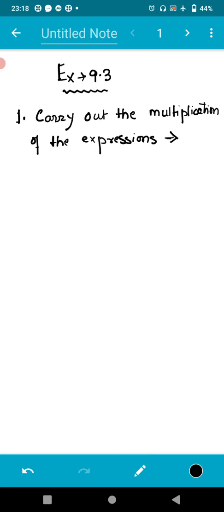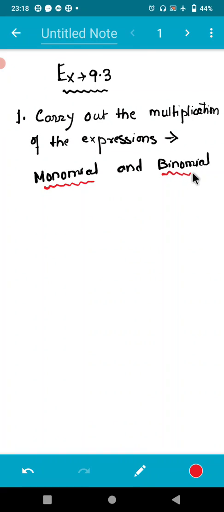So there are two types of expressions given, students. So what are those expressions? The first expression is monomial and the other one is binomial. Okay, now we have already studied about monomial and binomial expressions in our previous exercise. So let me just recap on these two expressions. Now what is monomial? A monomial is an expression which has only one term, students. Only one term.